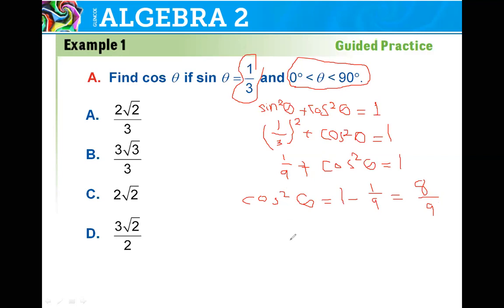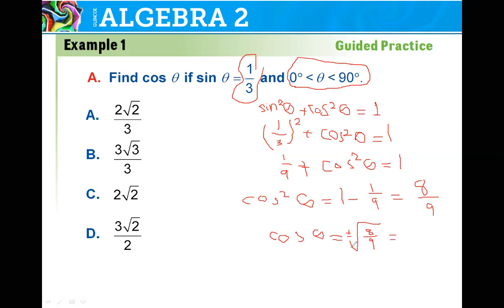Square root both sides. So we get cosine theta equal to root 8 over 9, but positive and negative. Don't forget that, because we're talking about a variable, so it must be positive or negative first.